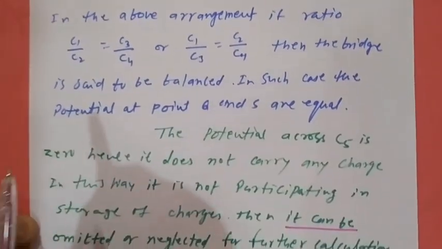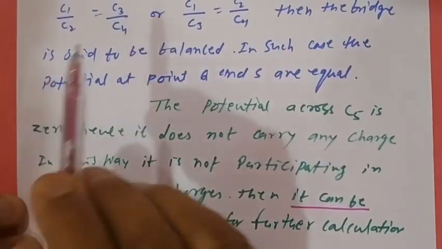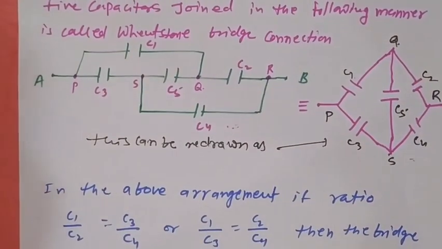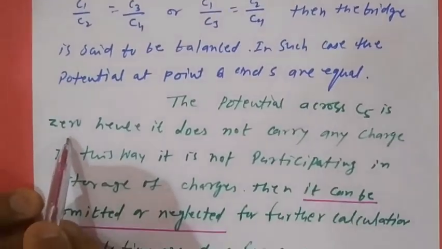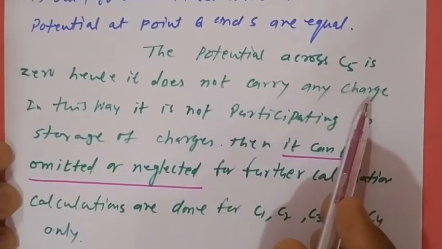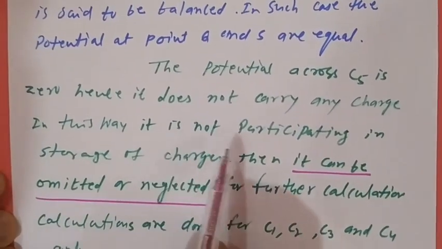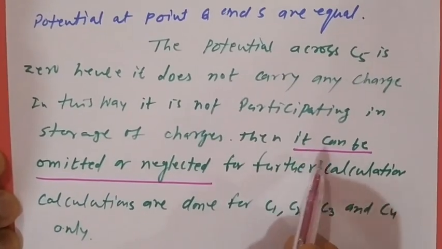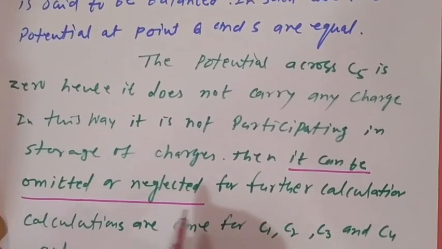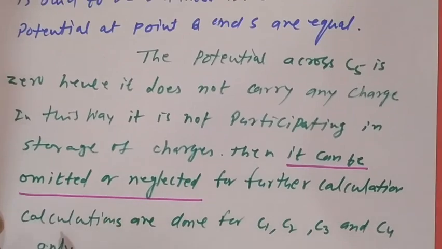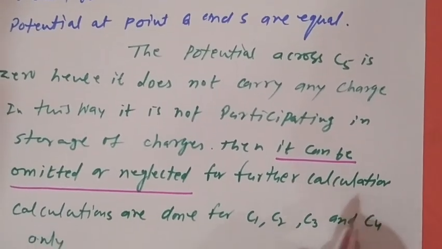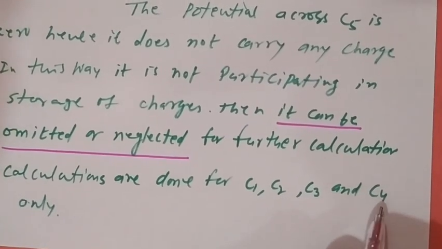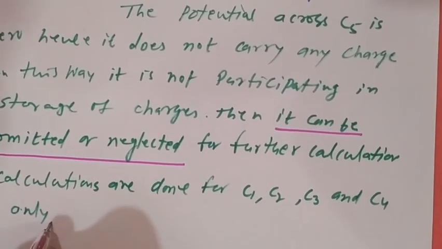So what happens in this condition? No charge flows through capacitor C5. The potential across C5 is 0, hence it does not carry any charge. In this way it is not participating in the storage of charges, so it can be omitted or neglected for further calculation, and calculations are done for C1, C2, C3 and C4 only. Thank you.